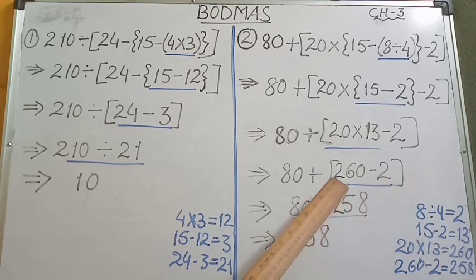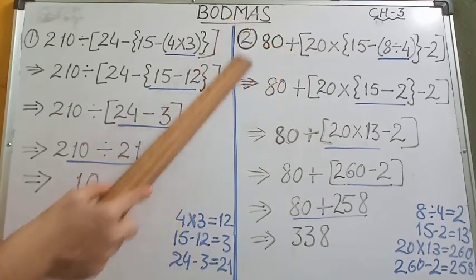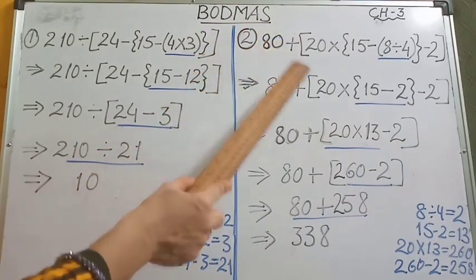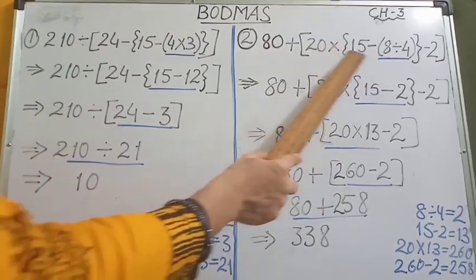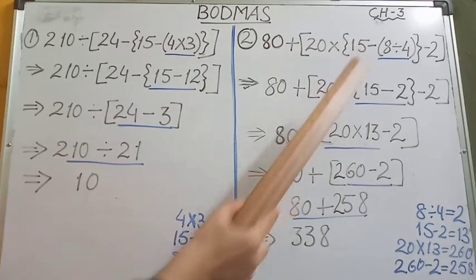Okay, so now we have only one operation within the square bracket. So 260 minus 2 is 258. So we will write 258 in place of this square bracket. So 80 plus 258. When we add 80 with 258, we will get the answer 338. So this is the BODMAS rule, and using this rule we can simplify any expression with all three brackets and we can get the answer. So 338 is the answer we get after simplifying this expression.